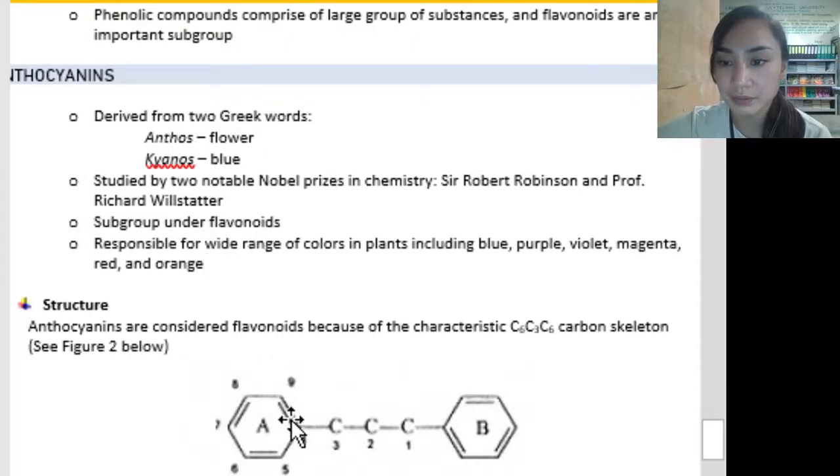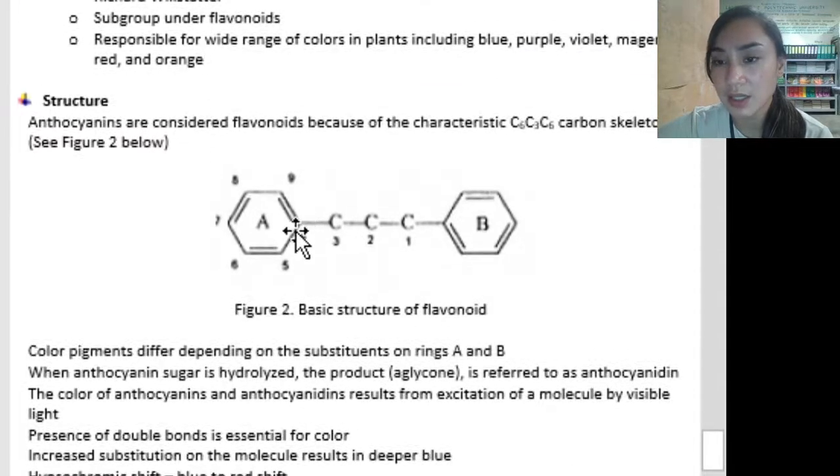C6, so yan yung C6. And then we have C3 and then another C6 here. Okay, so C6 is from this cyclic structure. We have 6 carbons here. 1, 2, 3, 4, 5, 6. And then sa gitna, meron tayong another 3. 1, 2, 3. And then another 6 carbon. 1, 2, 3, 4, 5, 6.